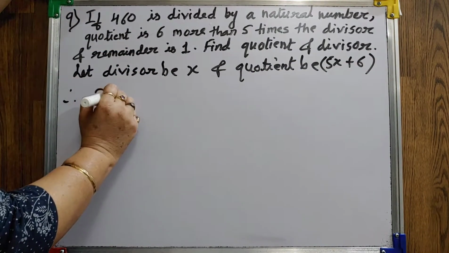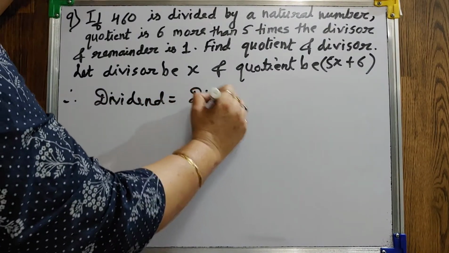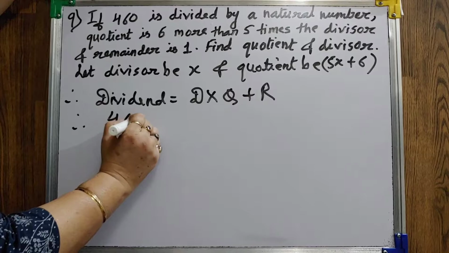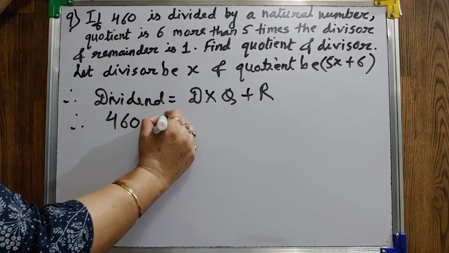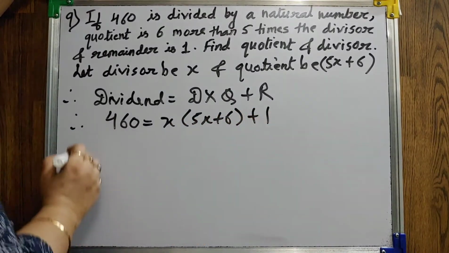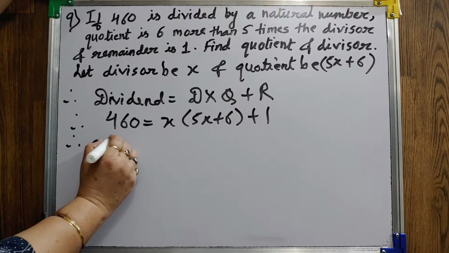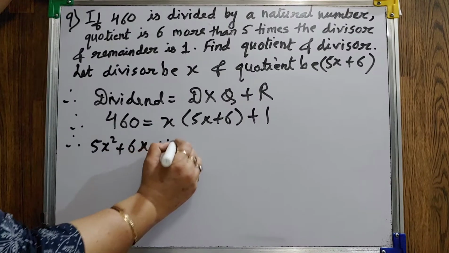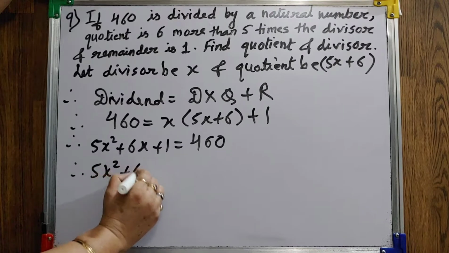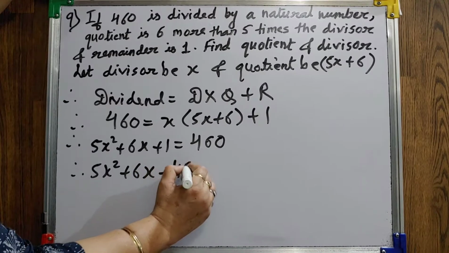Now you know that dividend equals divisor into quotient plus remainder. You are dividing 460. Your divisor you have considered x, quotient is 5x + 6, remainder is 1. So, if I write this, it will be 5x² + 6x + 1 = 460. 5x² + 6x, when you bring this side, 1 − 460 is −459.